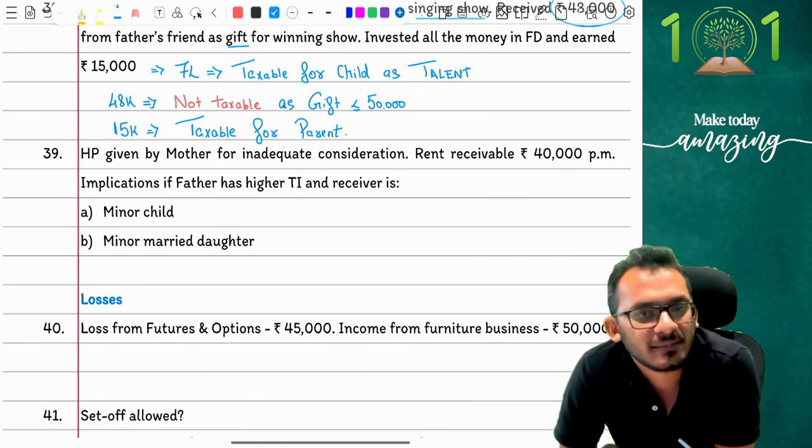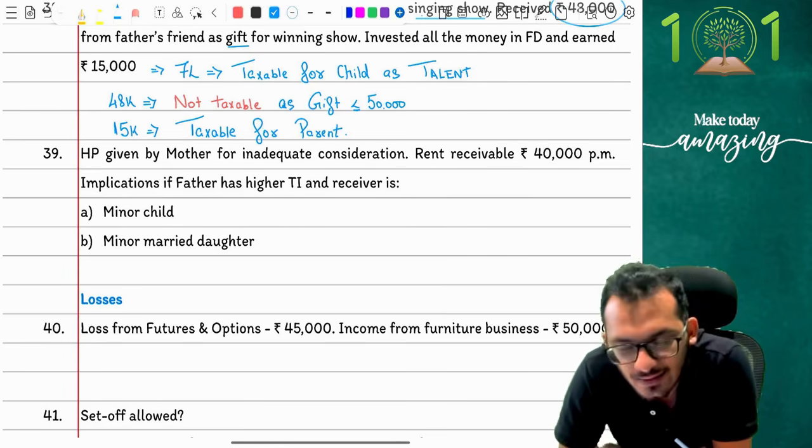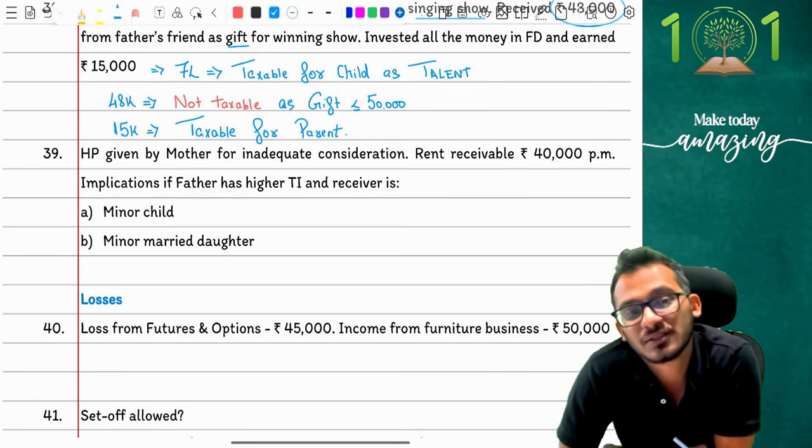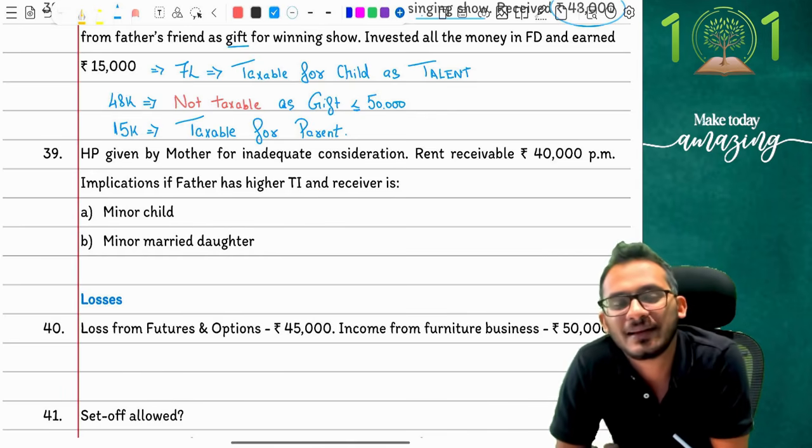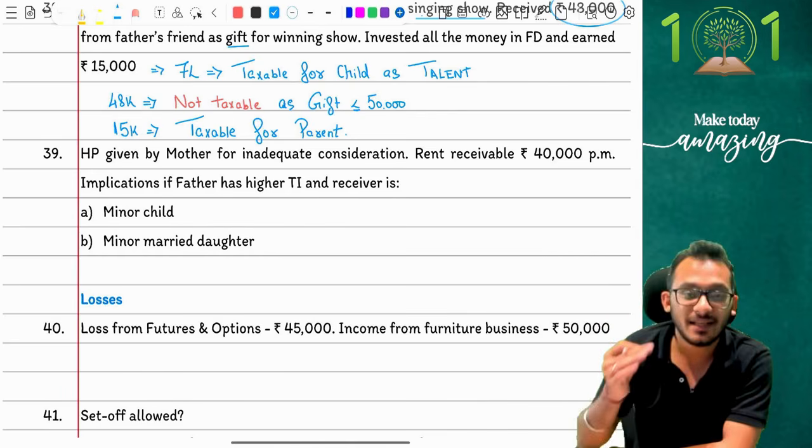This is taxable for the parent, and that's what you have to keep in mind. Yes, so this is an adjustment where you have small things which are to be kept in mind. People, be very careful on these conditions. Clear? Yes, good. With that understanding, people, I'm moving on forward.